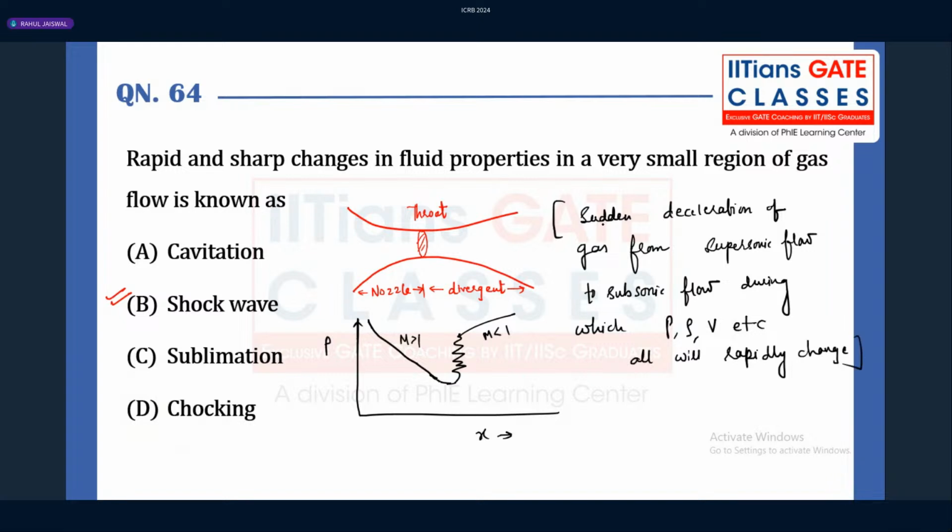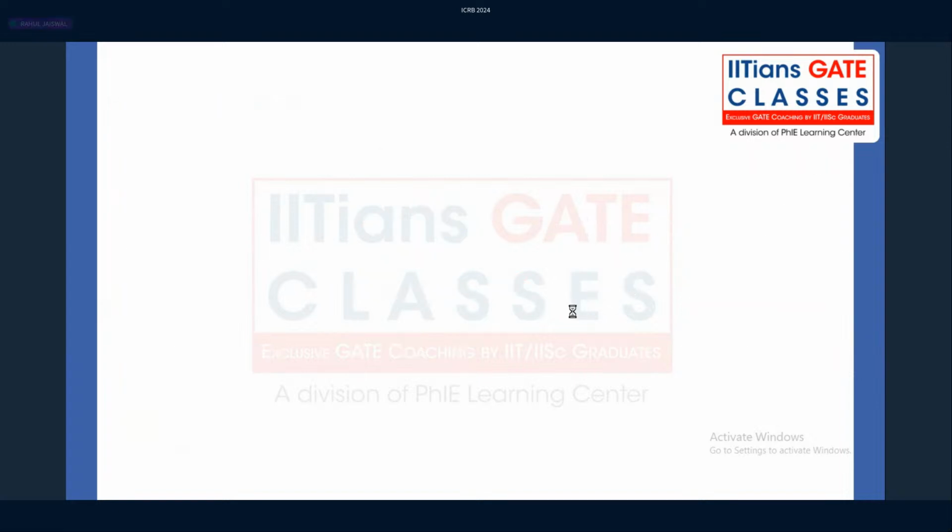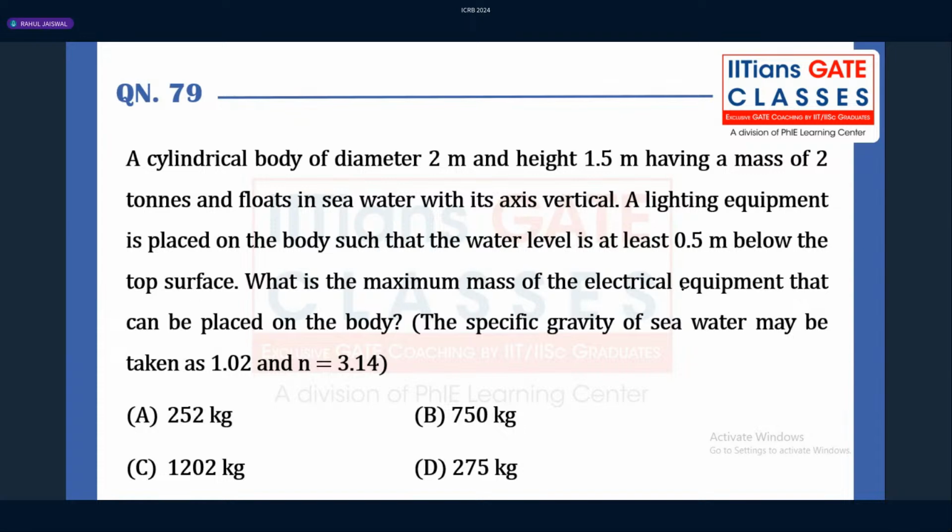Right? You can see there is a sudden jump in the property because of shock waves. And that will only happen in the divergent portion. That can never happen in the convergent nozzle. Right? Okay. Let us move to the next question now.